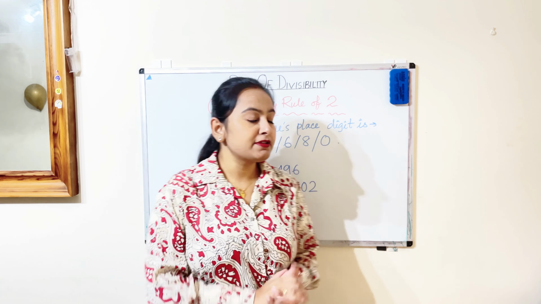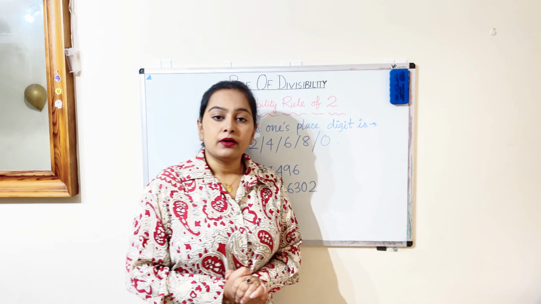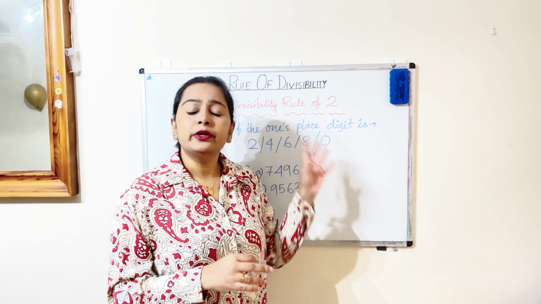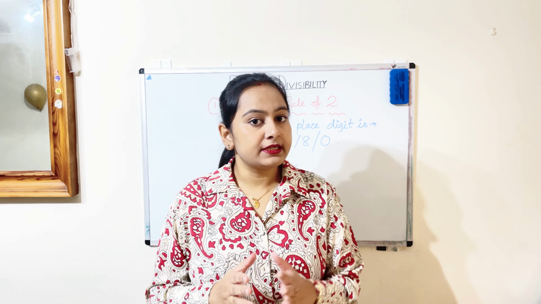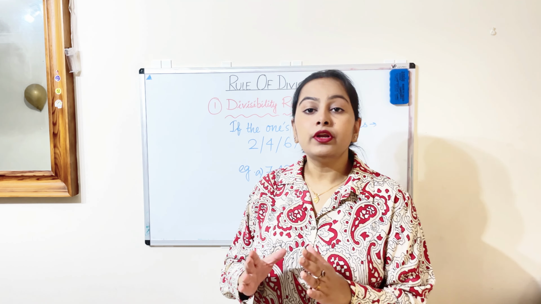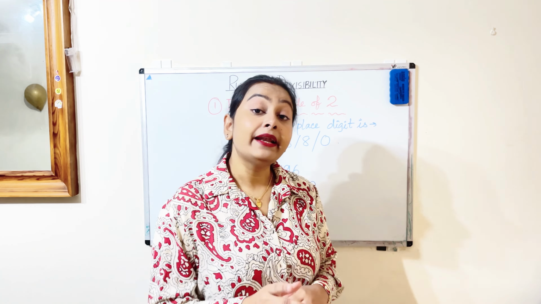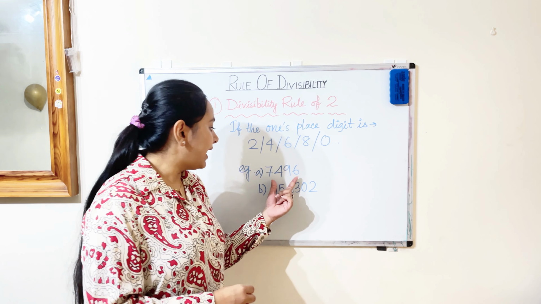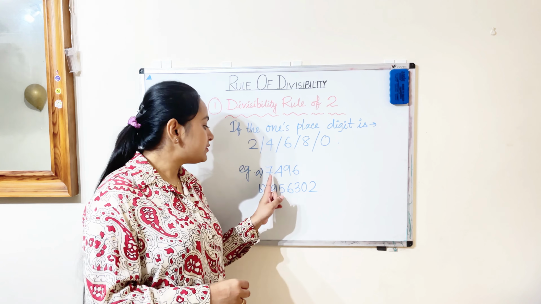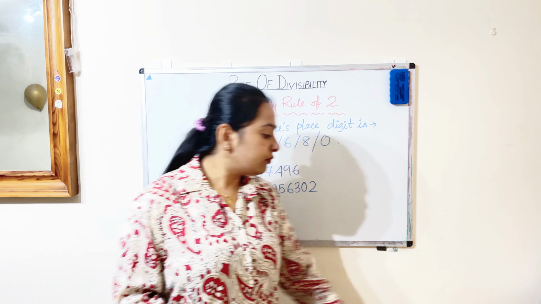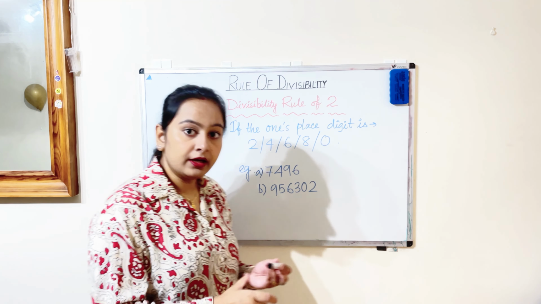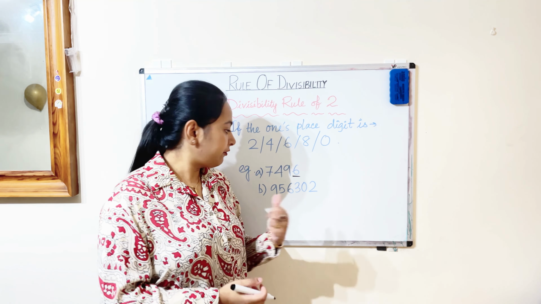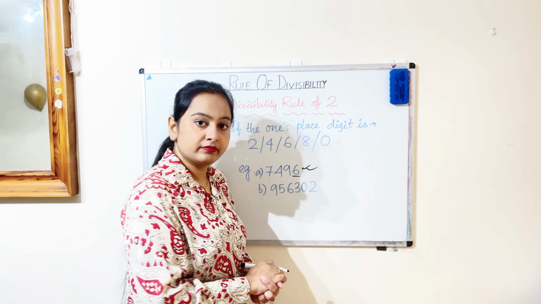So first, the divisibility rule of 2. It's very easy. If the unit place digit, or the ones place digit, is 0, 2, 4, 6 or 8, then that number is divisible by 2, right? Here I take two examples. The first one is 7496. We have to focus only on the ones place digit. See what is there? 6. So definitely this number is divisible by 2, right?